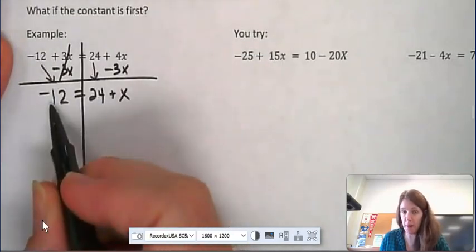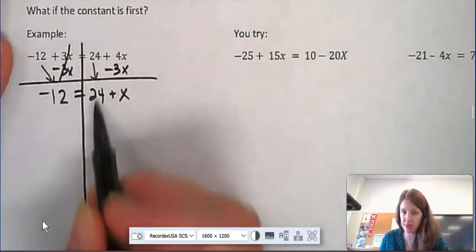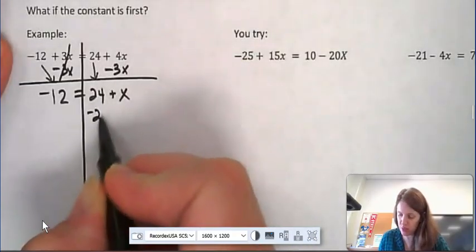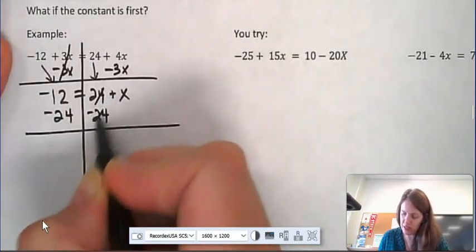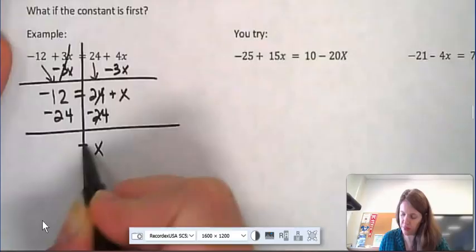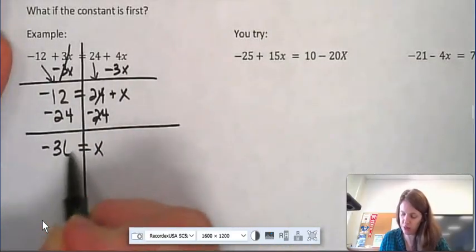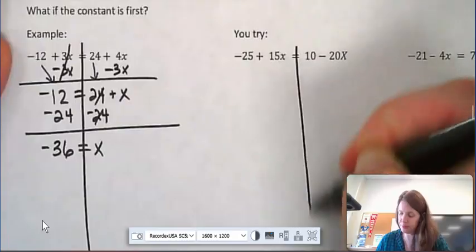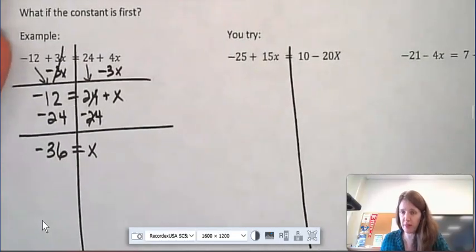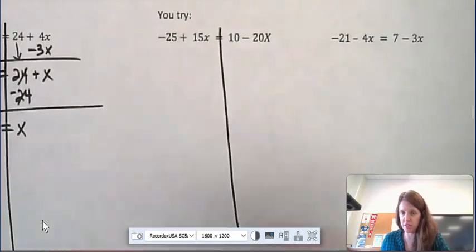And now I need to move my number that's by itself over with my other number that's by itself. This is a positive 24. So how do I move it? I use a -24 and a -24. Still have an x on the right side, and I have a -12 and a -24, which is a -36. And so -36 equals x. All right, again, two more examples on the right side I want you to try, and then I'll put up the answers in just a second.